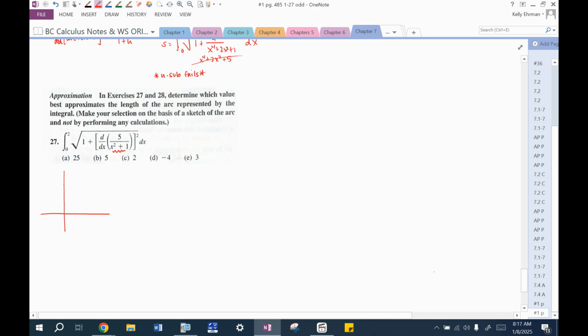So if you plug 0 into that, you get 5. If you plug 2 into that, you get 5 over 4 plus 1. 5 over 5 is 1. And that would be some sort of curve like that.